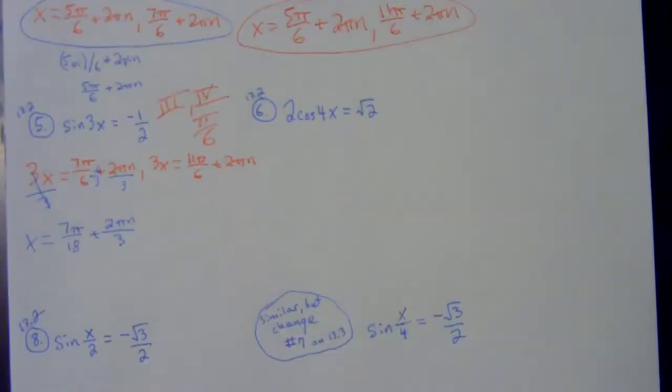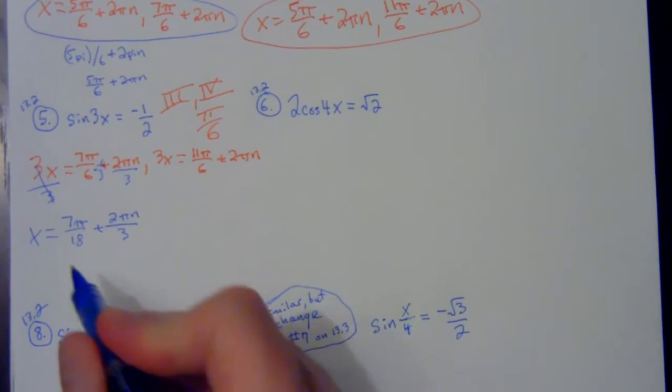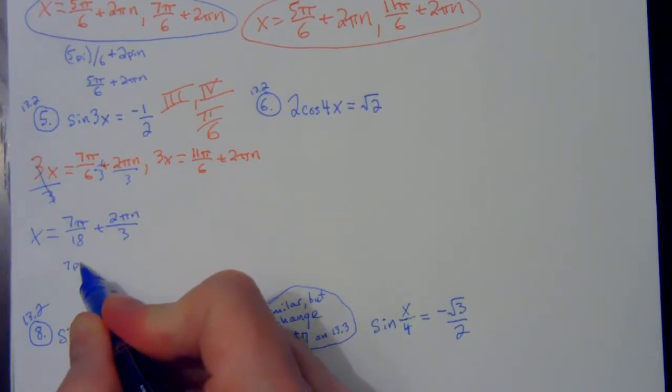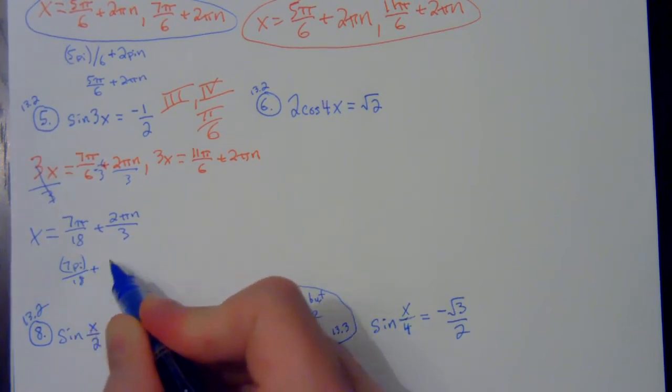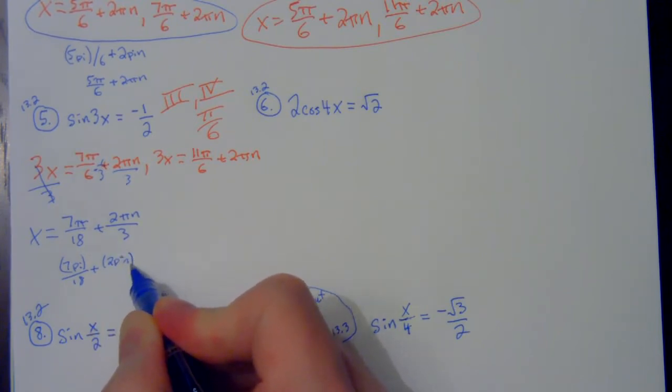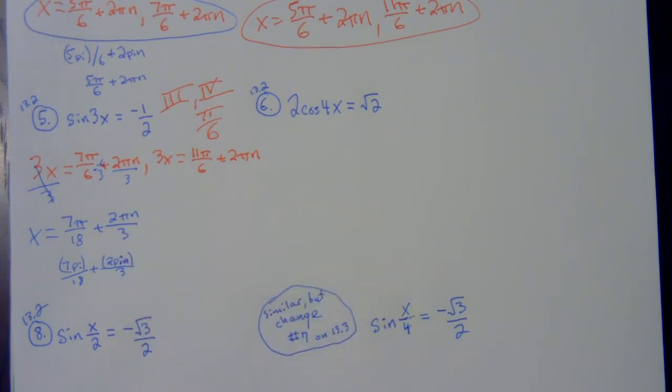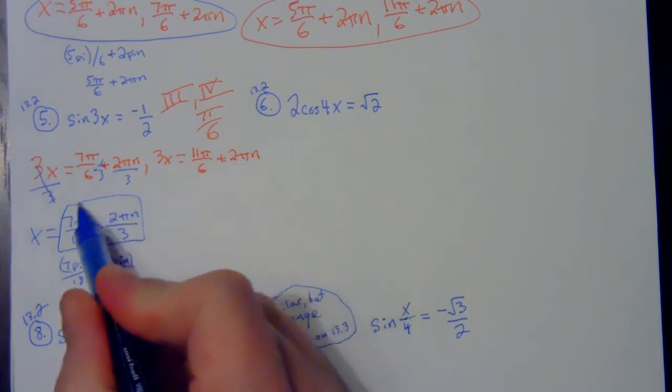So as you type that into the computer, you can go 7 pi, put that in parentheses, divided by 18, and then you can hit your plus button, and then put in parentheses plus the 2 pi n divided by 3, like that. So I don't think you have any issues plugging that into the calculator. Just make it look like that. That's going to be one of your answers for one of the boxes.